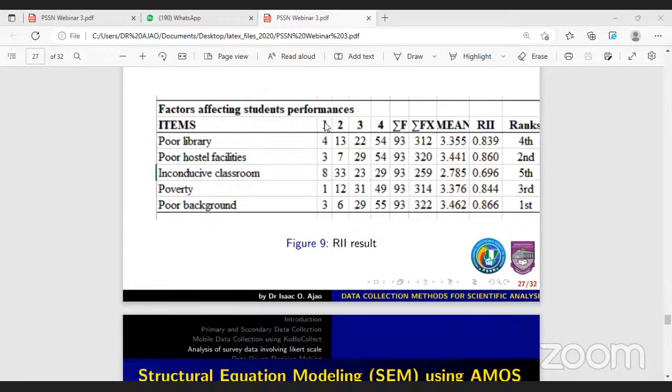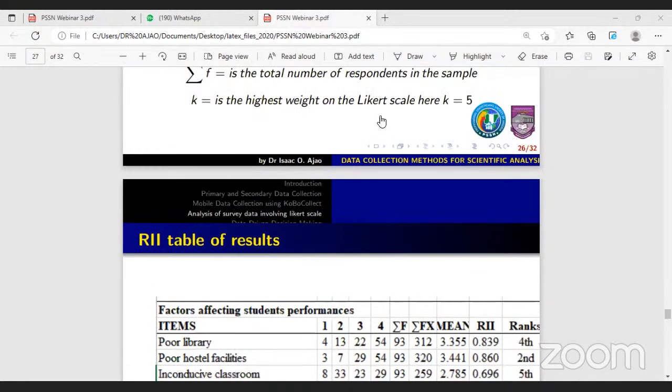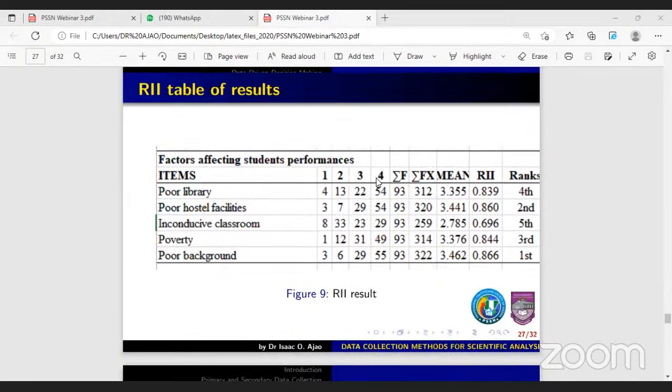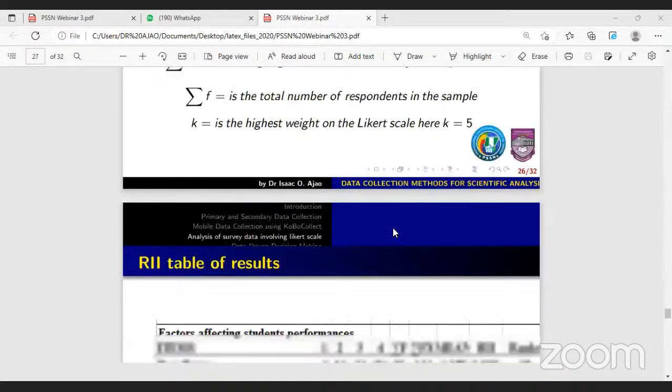So now, I didn't use a 5 point scale here. I used a 4 point scale because of that reason I gave. I don't want anyone to pick neutral. So it's just strongly disagree is 1, disagree is 2, agree is 3, strongly agree is 4. So in this case, the highest weight here is not going to be 5, it's going to be 4.